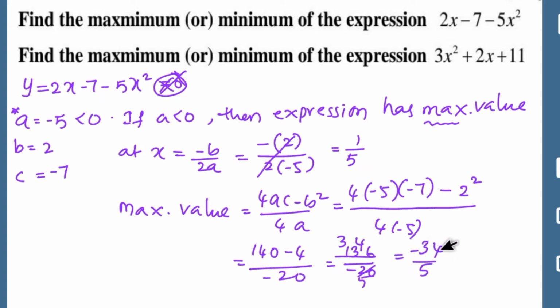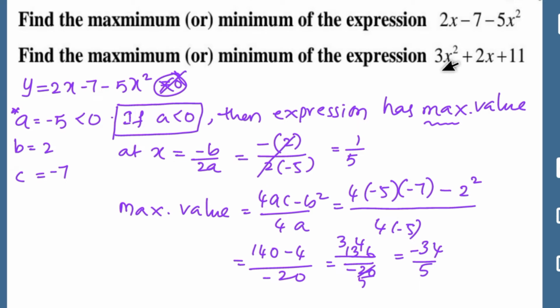So what is the maximum value? Minus 34 by 5. If a is less than 0, this is very important. First thing, don't write equals to 0. If the a value is less than 0, the expression has a maximum value at x equals minus b by 2a. What is the maximum value formula? 4ac minus b square by 4a. If a is greater than 0, see the next question, it has a minimum value.